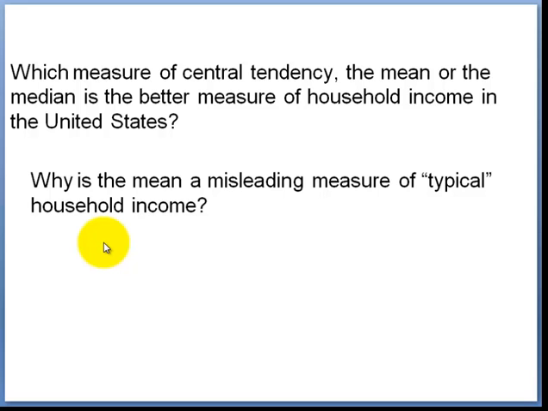And given the presence of extremely high incomes, that is to say extreme outliers, the median is the better measure of household income in the United States. And now we're on to Chapter 5.